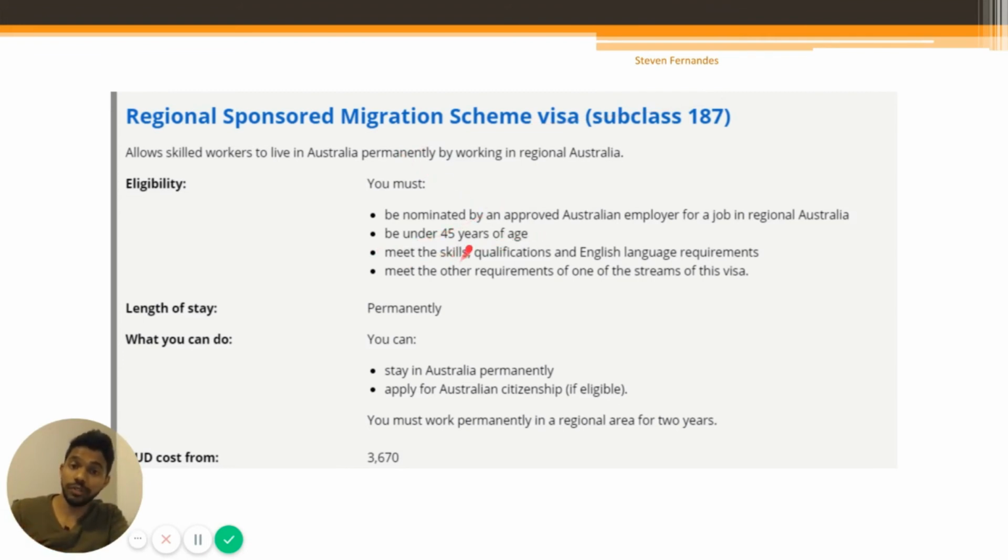You need to be below 45 years of age. You need to meet the skills qualification and English requirement and any other requirement on the stream.